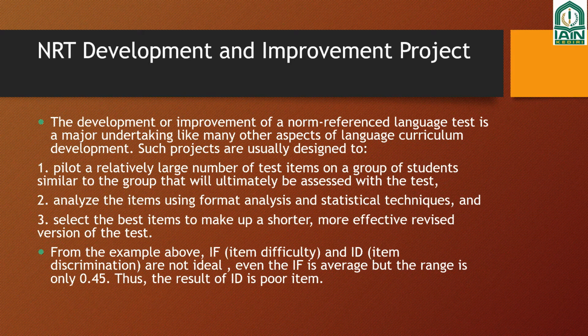Number 2, analyze the items using format analysis and statistical techniques. And number 3, select the best items to make up a shorter, more effective, revised version of the test. From the example above, the IF or item facility and ID or item discrimination are not ideal. Even if the IF is average, the range is only 0.45, thus the result of ID is a poor item.